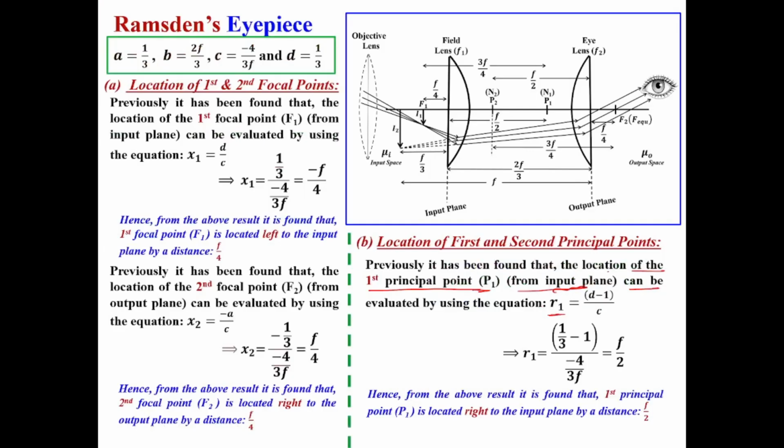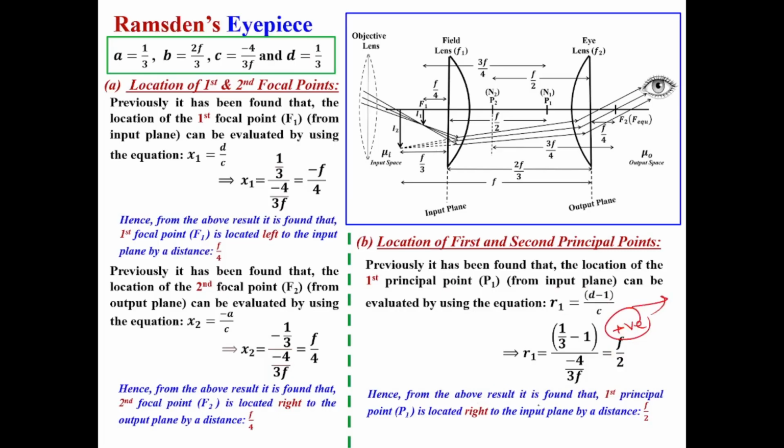I use the same equations here because both cases are the same: they are also two thin lenses separated by a distance. r1 equal to d minus 1 by c. Here d value is 1 by 3, and c is minus 4 by 3f. After calculation, you find f by 2. So here we found a positive value, which means we have to move towards the right of the input plane.